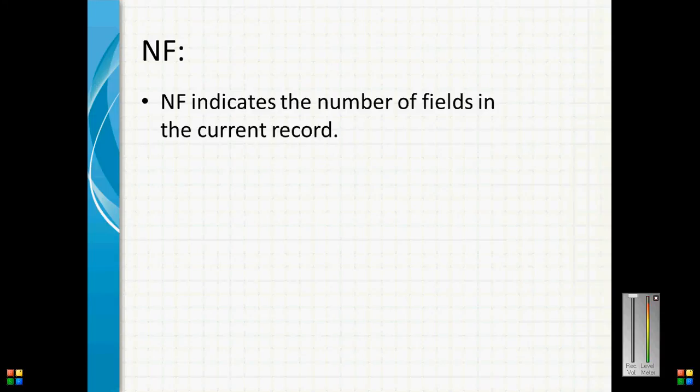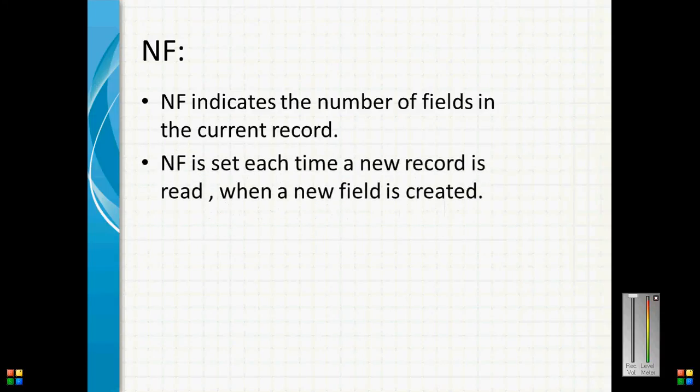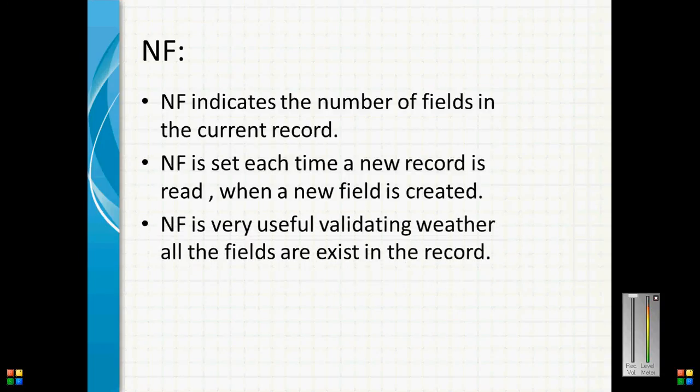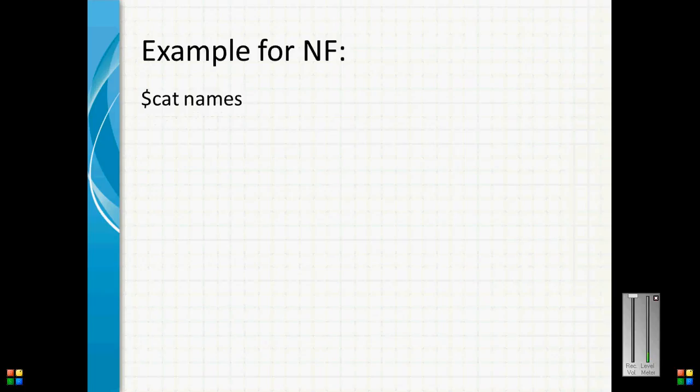NF. NF indicates the number of fields in the current record. Each time a new record is read, or when a new field is created, NF is set. NF is very useful for validating whether all the fields exist in the record. Example for NF: student names.